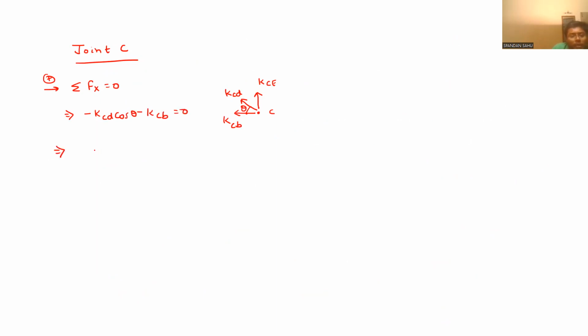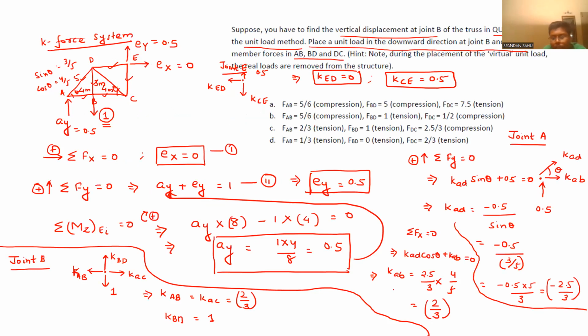This implies KCD cos theta will be equal to minus KCB. Now the unknown is KCD, so it will be minus KCB by cos theta, and cos theta is 4 by 5. So minus KCB. What is the value of KCB?